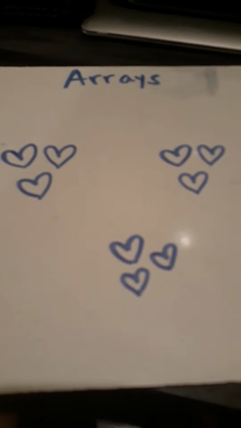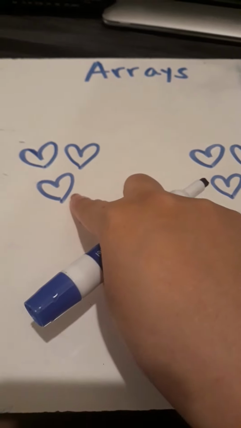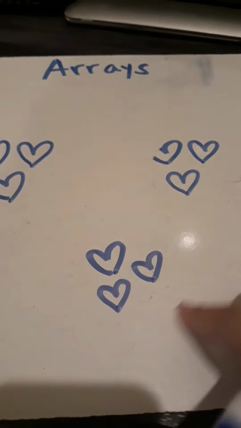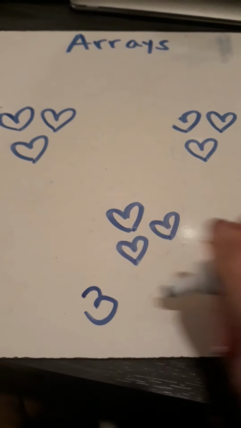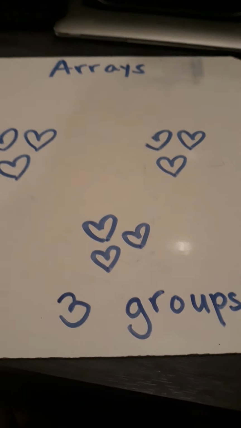And all I want you to tell me is how many groups of hearts you see here. Now, groups is something that has more than one. So let's look over here. We have one group, two groups, and three groups. So how many groups of hearts do we have? Three groups. Awesome.